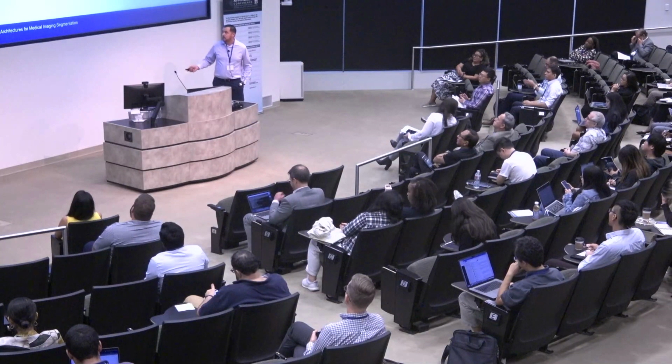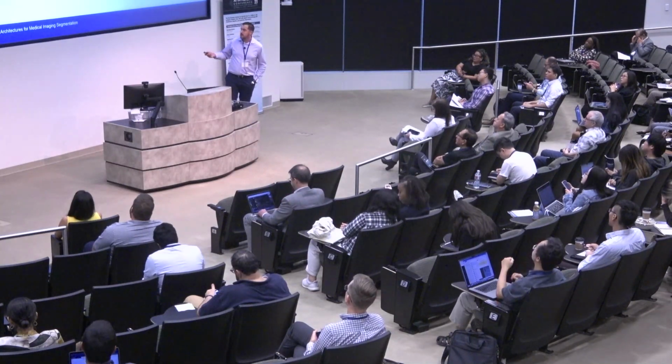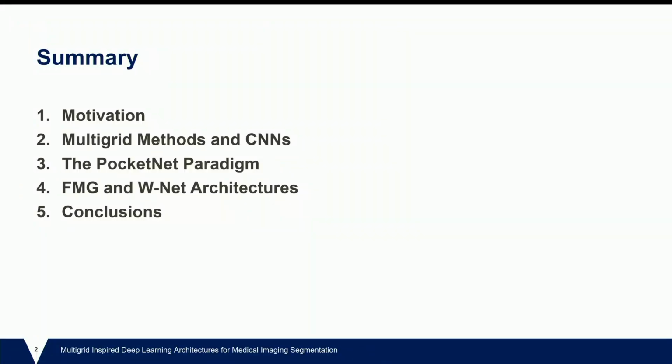All right, so to just give a summary today, we'll talk about why we even did this to begin with. I'll talk about the similarity between these multigrid methods and convolutional neural networks. I'll go into some of the results we've gotten from this, and then we'll conclude.